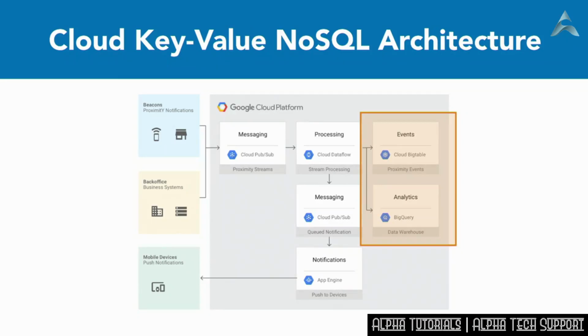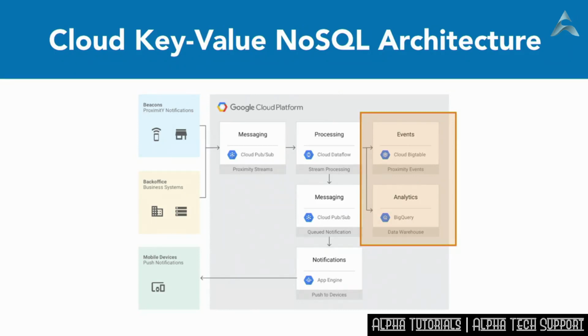So Cloud Bigtable is your event store, your scalable event store. And no, it is serverless as well. And BigQuery is your analytics store. So you have the SQL layer built on top of the column store, and that provides the data warehouse functionality in a serverless fashion.